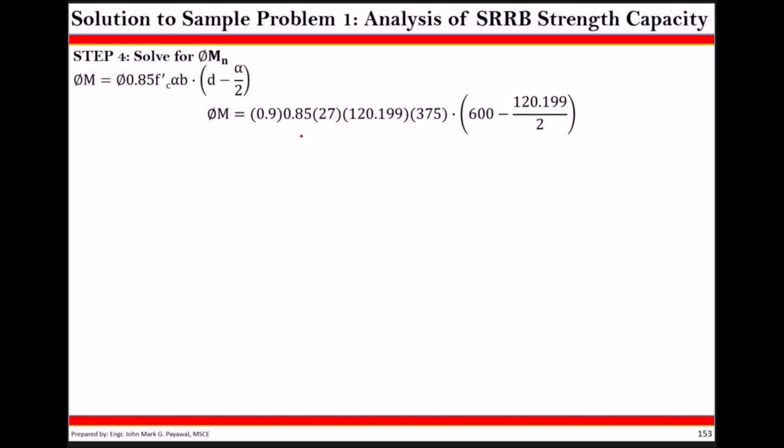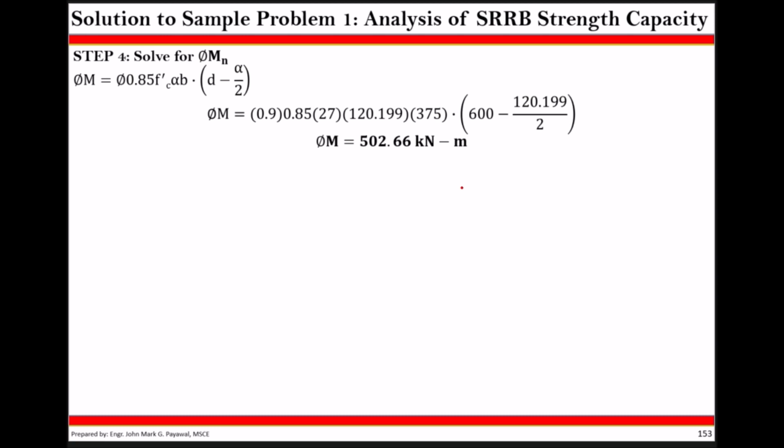The resulting value would be 502.66 kilonewton meter. I hope that you were able to get that same value. If not, please verify or check if you are using the exact values for alpha. If not, recalculate. Make sure that you are following the instructions correctly to arrive at the same answer.